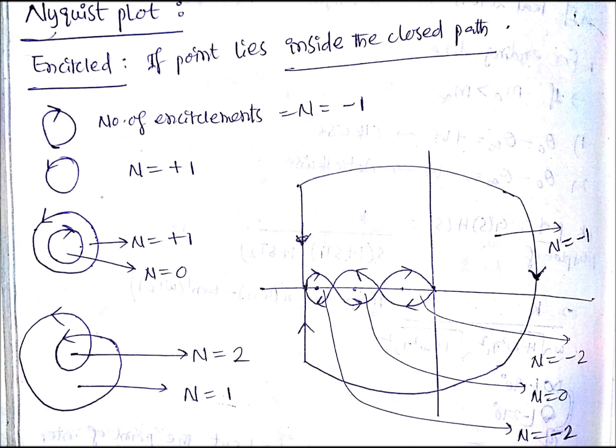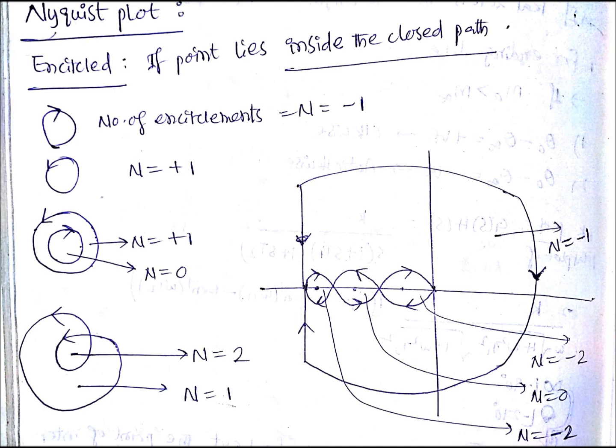Now we are going to discuss some of the important terms related to the Nyquist plot. Before going to the discussion of stability criteria of the Nyquist plot, we are going to look at some of the important terms related to this plot. So what is meant by encircled? If a point lies inside a closed path, whatever that closed path is, we can say that point is encircled.